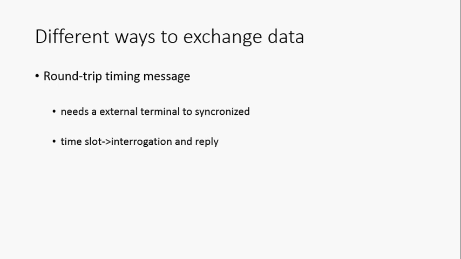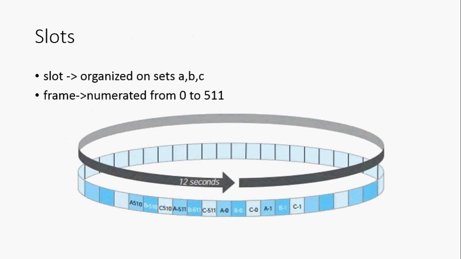synchronization of the network. Since we talk about the importance of the round trip timing message type, let's go inside the composition of the slots and talk about the division made inside the TDMA architecture. As we mentioned before, just to remind, each time slot has a duration of 7.8 milliseconds, and it's organized in sets called A, B, and C, as we see in the slide.